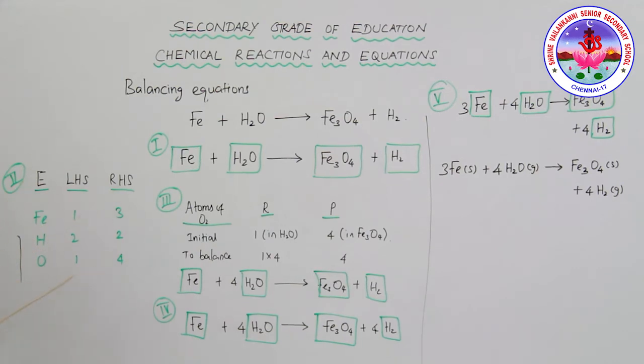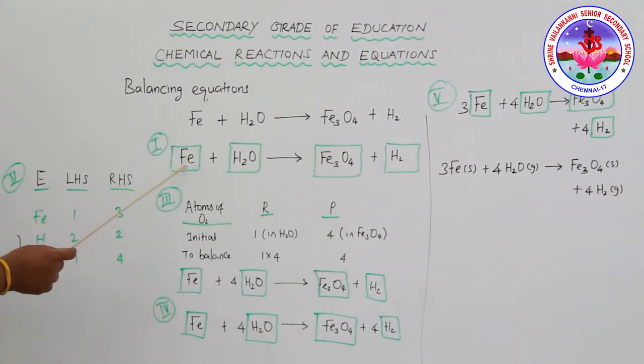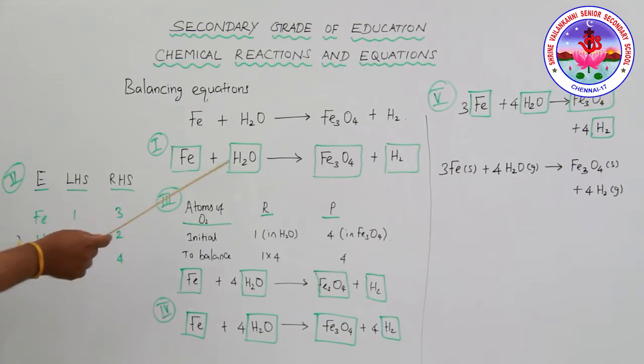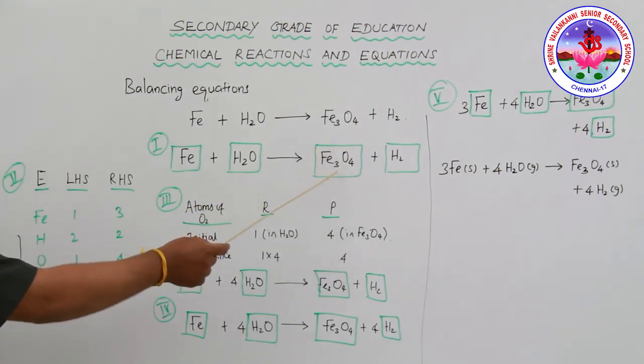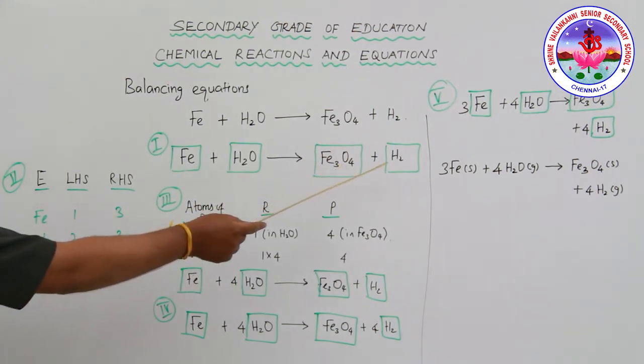So this is the second step. How many elements are present here? Iron, then hydrogen, then oxygen. So on the left hand side, check it on the right hand side also: iron, oxygen, hydrogen.